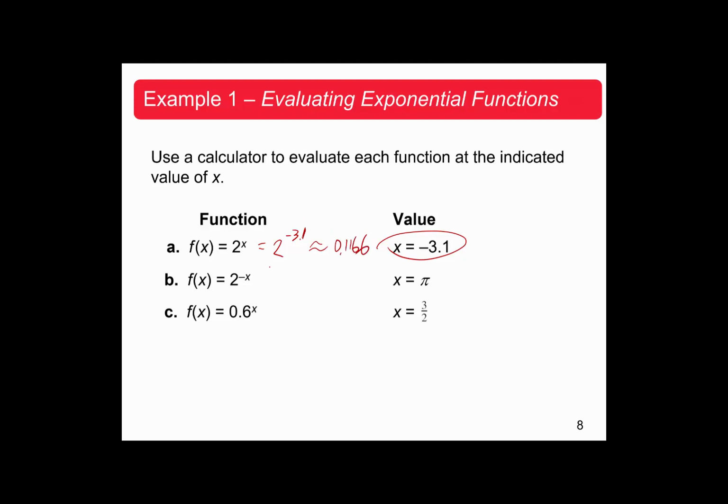And 2 raised to negative pi power, replacing x with pi, is 0.1133. And the last one is 0.6 raised to the 3 over 2, or 1.5, power. Let's see what that is. 0.6 raised to 1.5 is 0.464748, approximately 0.4648.